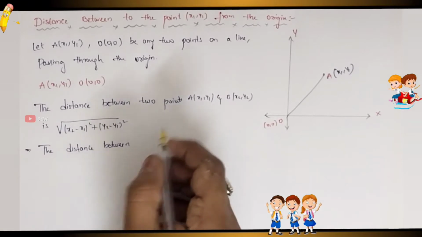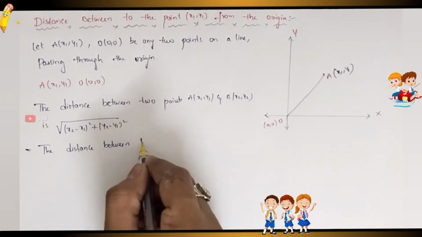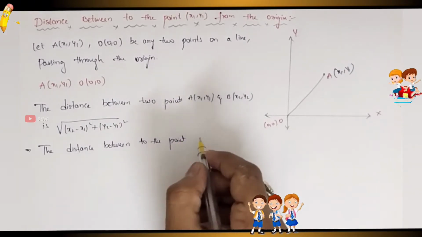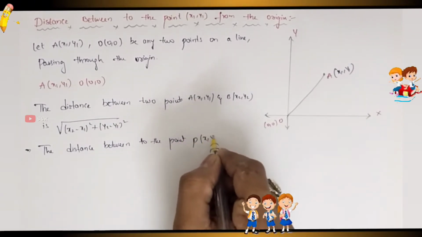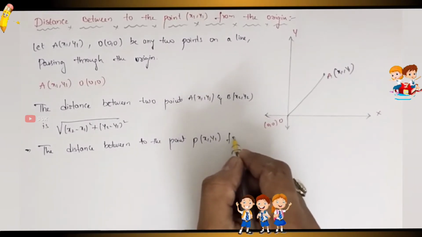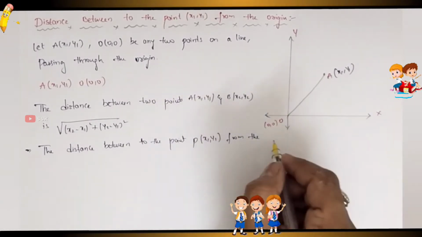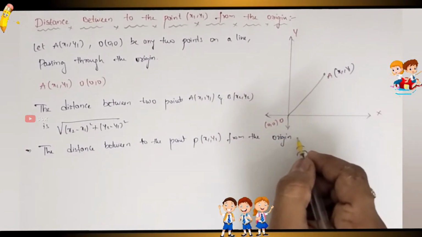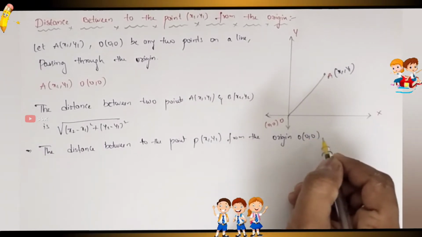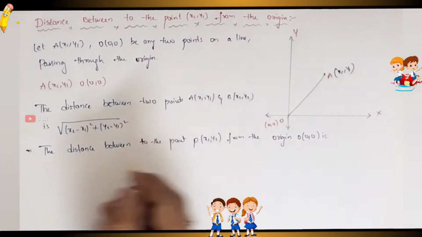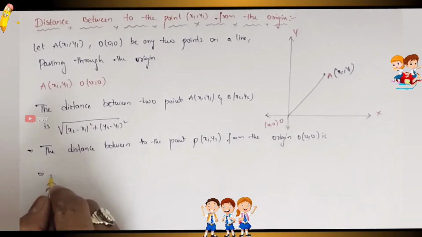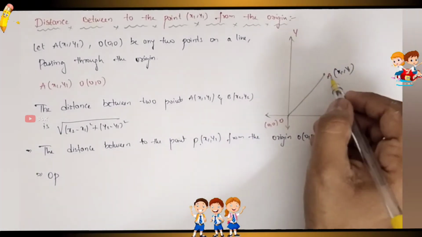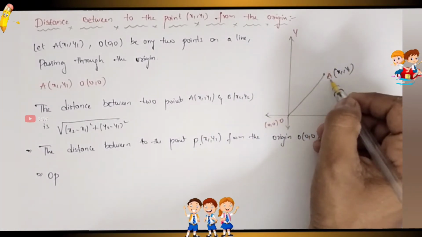Now one point is given, the distance between the point, so I am representing it here as P, x1 comma y1, from the origin, that is 0 comma 0. Now we can find OP. So I am representing the point as P. Otherwise you can also call it AR or PR.